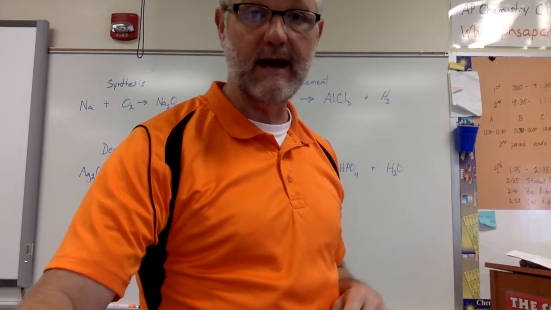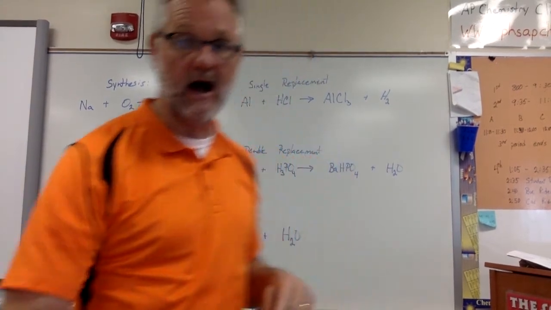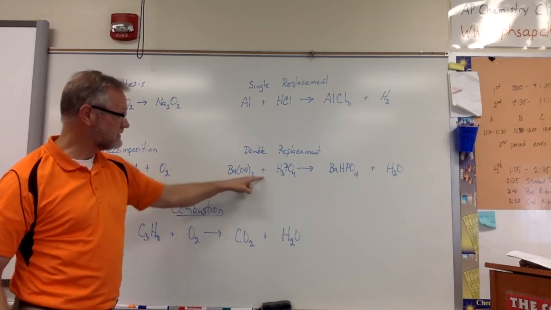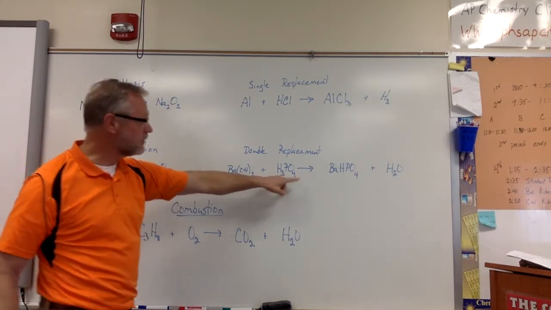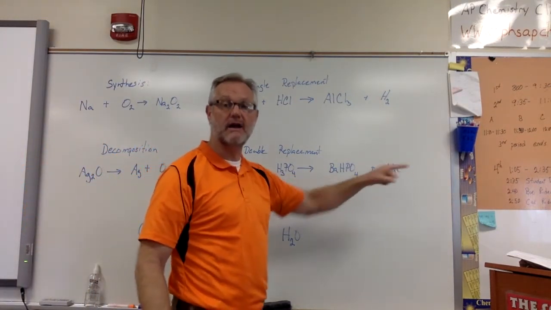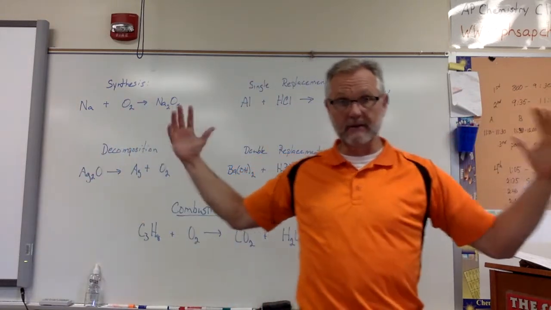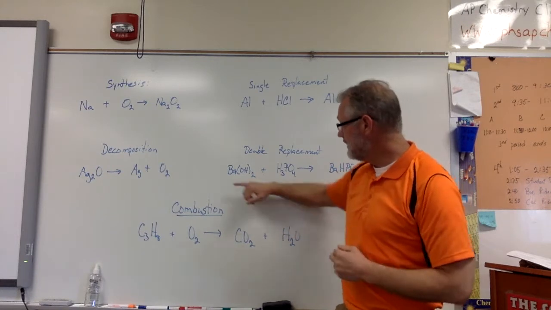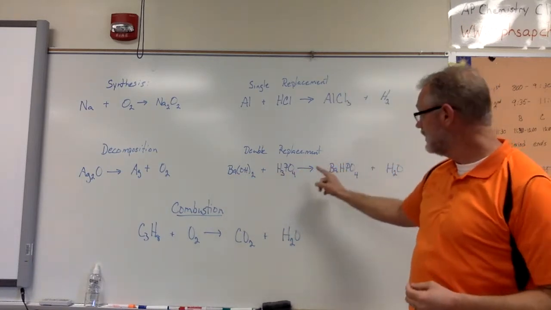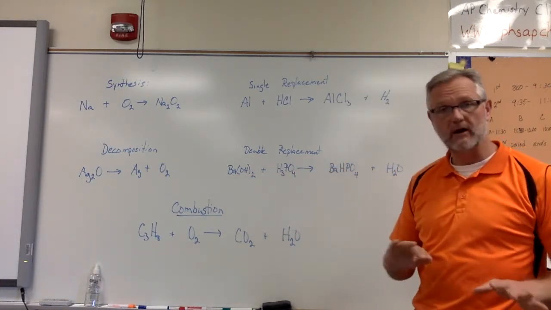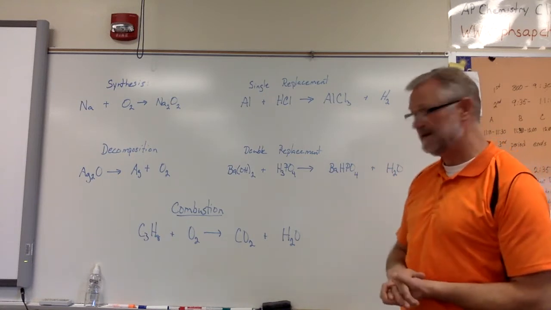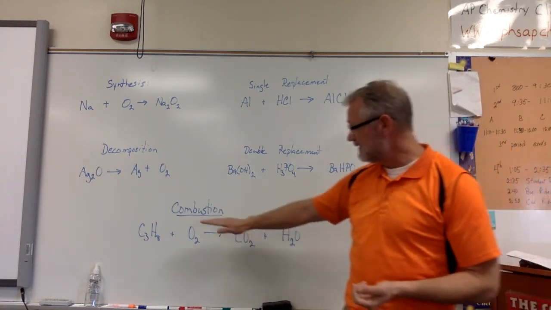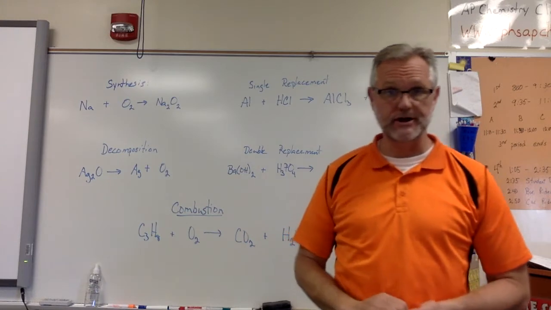Now, the double replacements are probably the easiest to identify because they are so big. And when I say big, I mean literally it is a compound plus another compound, and then you're going to get a compound plus another compound. So when I say big, I mean literally they're going to be written out pretty big. It's a compound plus a compound, compound plus a compound. No free elements present.